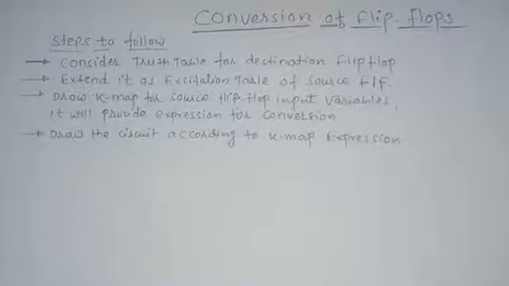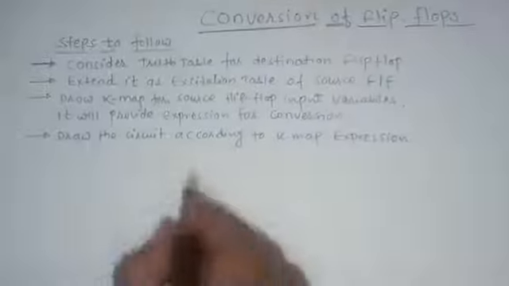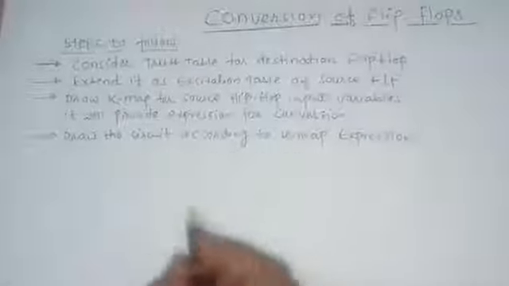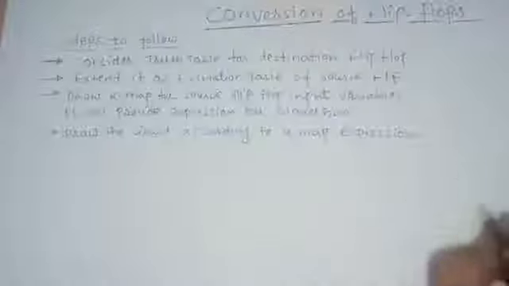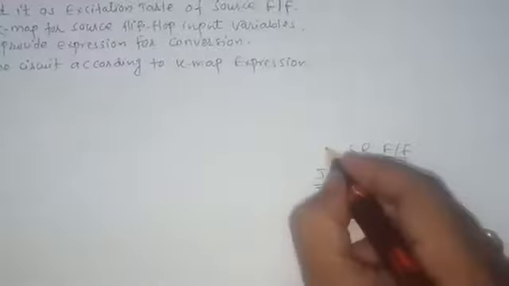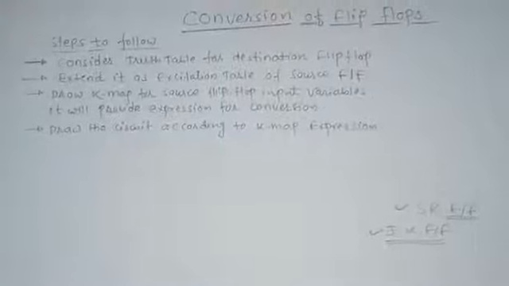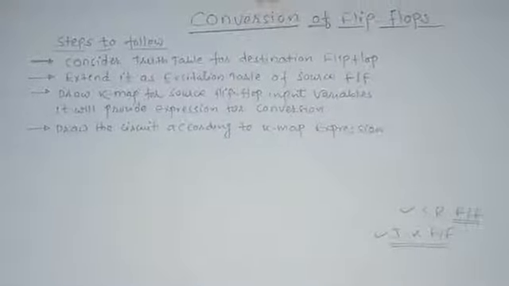So, the answer to this question is, suppose in order to design any electronic circuitry, we have a simple SR flip-flop, and in that particular design, suppose you are in need of a JK flip-flop, but you have an SR flip-flop and we need to design the JK flip-flop. In that case, we need some conversion techniques to convert a particular flip-flop into another type of flip-flop.